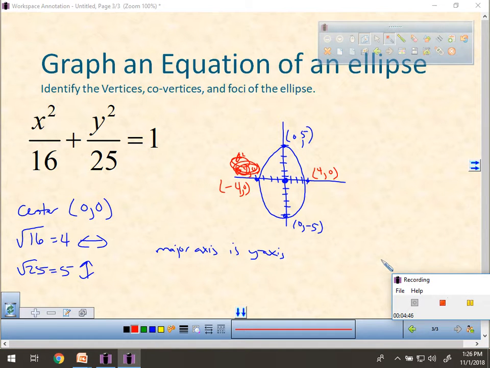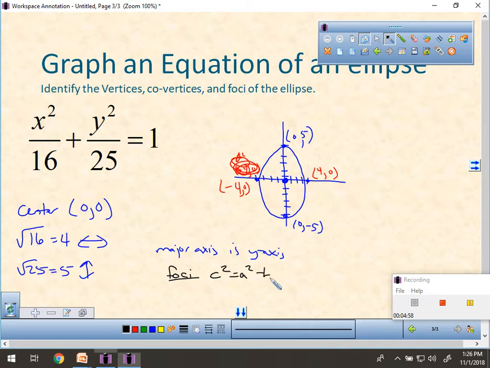Once you found out where the major axis is, you can find out where the foci are. So I'm just going to change colors right quick. Remember, the formula to find the foci is c squared is equal to a squared minus b squared, where a squared and b squared are your numbers in the denominator. So it would be 25 minus 9, so that would be 16, and then the square root of that would be 4. So that means from the center on the major axis, I would go up 4, and I would go down 4, and that's where my foci would be.